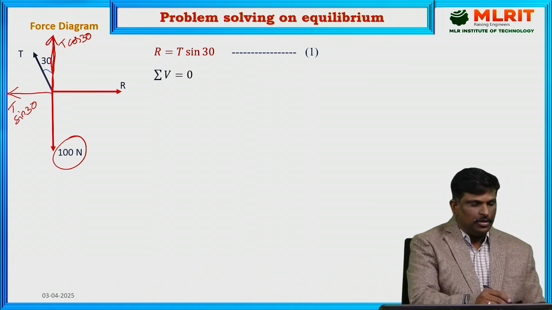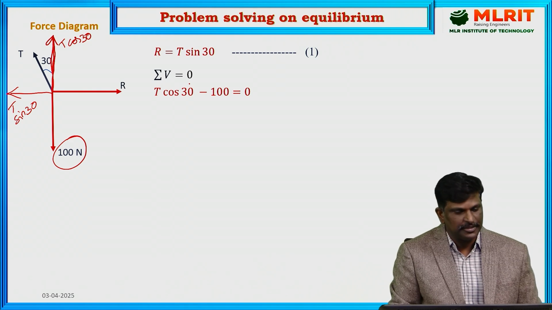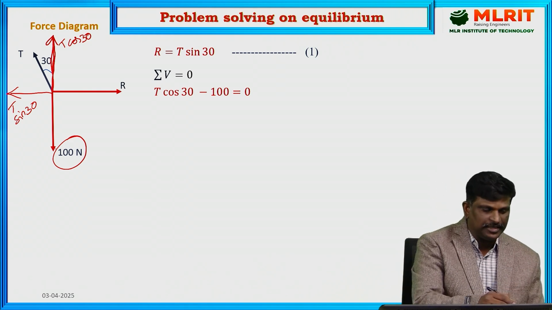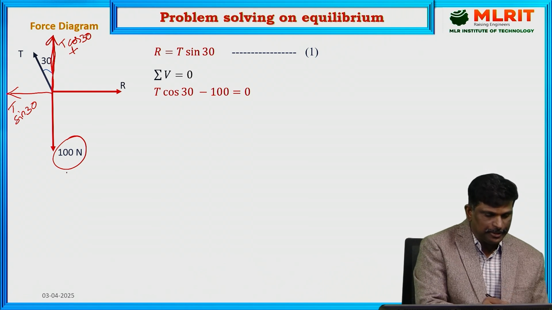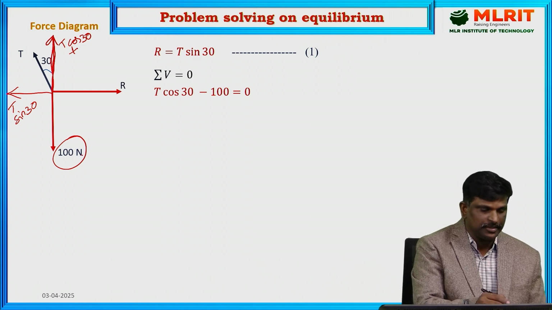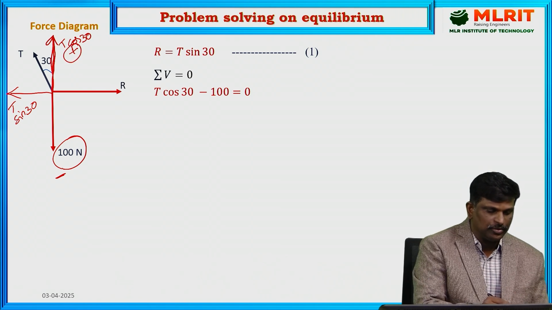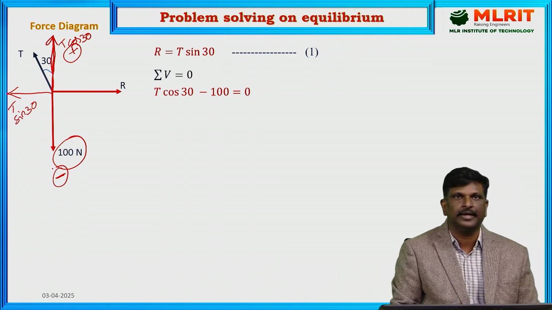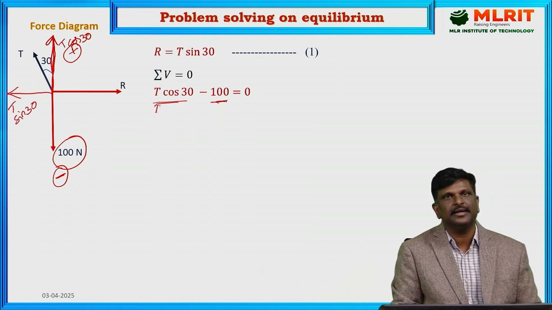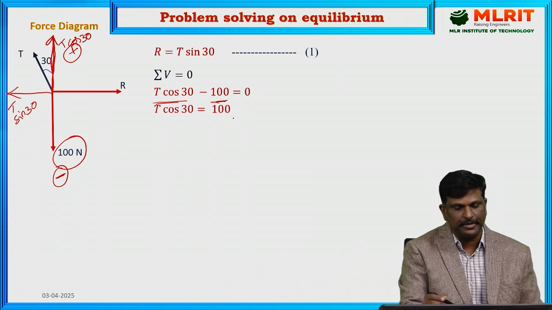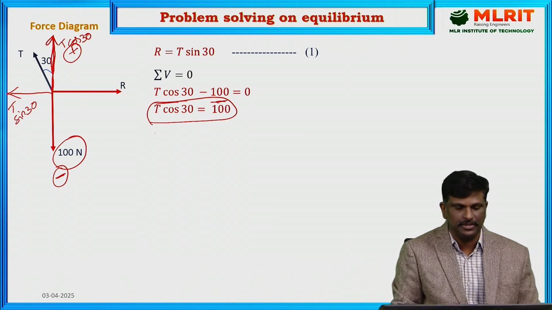Now, sigma V equal to 0, sum of all vertical components equal to 0. That means T cos 30, I am assuming positive. Upward force I am taking positive, so automatically the downward force is negative. T cos 30 minus 100 is equal to 0. T cos 30 is equal to 100. From this equation, we can calculate the T value, the tension in the string.